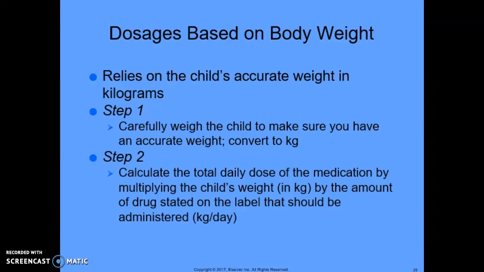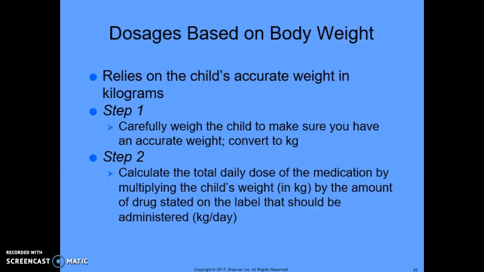So the way I like to look at this, and I've told you this in class, is I like my weight better in kilograms because kilograms is a smaller number. So when you're looking and wondering, okay, wait, is that pounds or kilograms? If you remember that you want to get a smaller number, that means you divide by the 2.2. So you carefully weigh the child to make sure you have an accurate weight, and then you do the step we just talked about, which is to convert to kilograms.